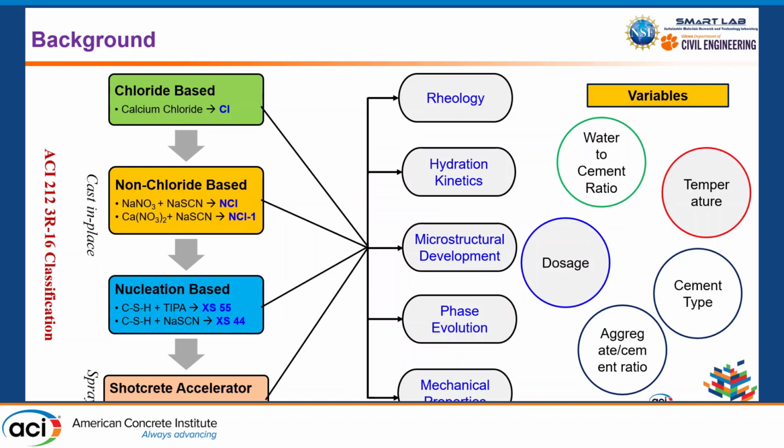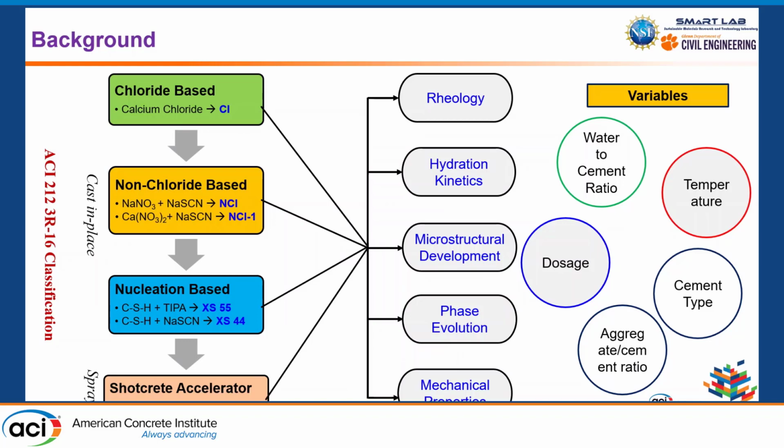One is an admixture with CSH and TIPA, that is XS55. Then you have an admixture with CSH and sodium thiocyanate, and it also has some traces of salicylic acid and calcium salts in it. And then the last accelerator is our aluminum sulfate based accelerator. So we have named all of them. Typically sodium nitrate is more of an antifreeze admixture, but it also does have an effect on the hydration reaction, which we'll see in this presentation.